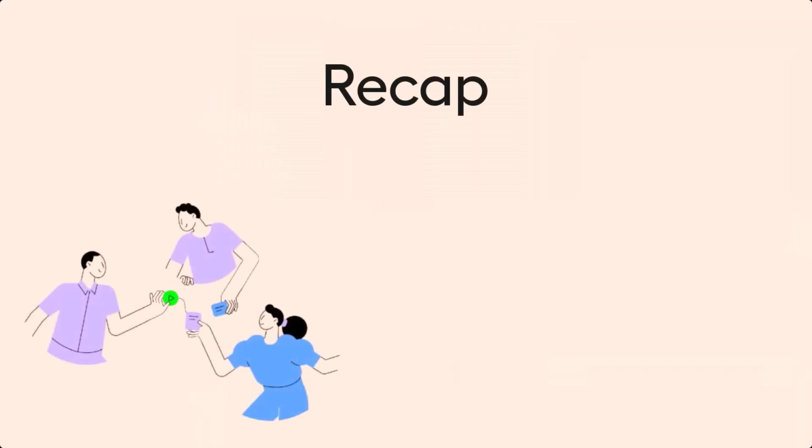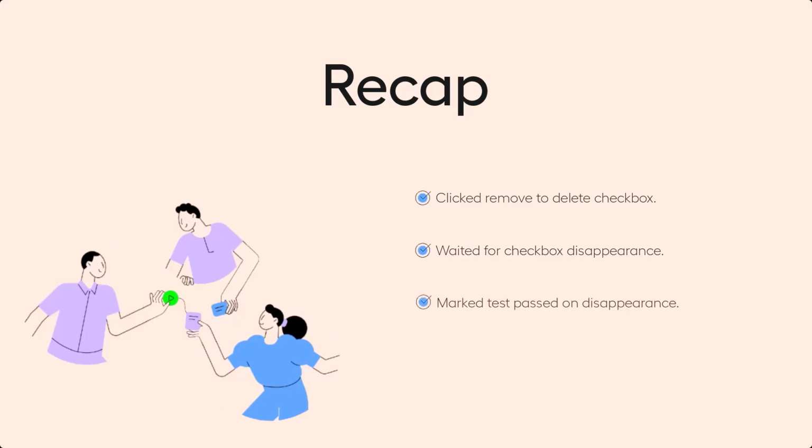Let's quickly recap the dynamic controls automation scenario. We started by launching the page and clicking the Remove button to remove the checkbox. Since these changes don't happen instantly, we used the Find Web Element block to wait for the checkbox to disappear. Once the element was detected missing, we marked the test case as passed based on the expected outcome.